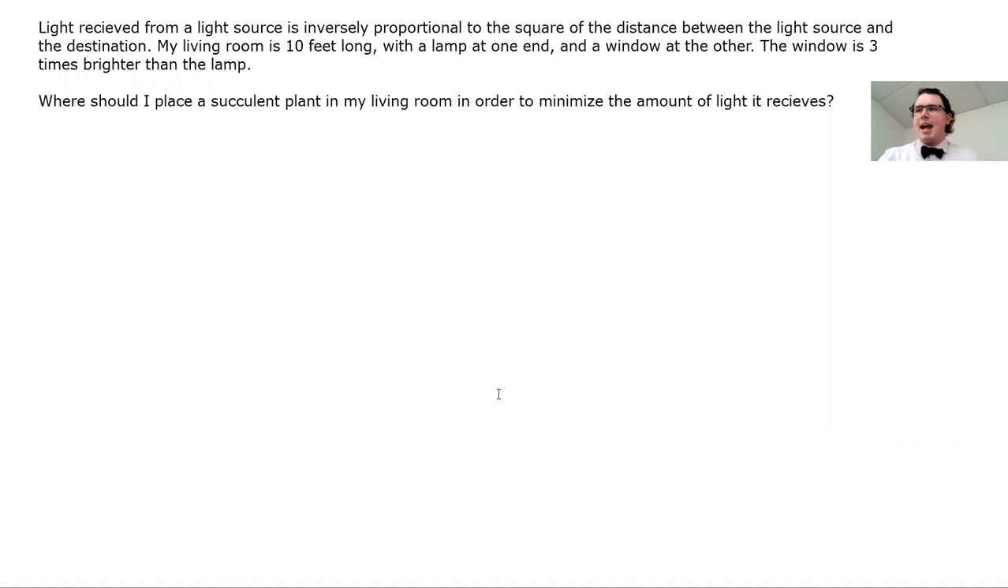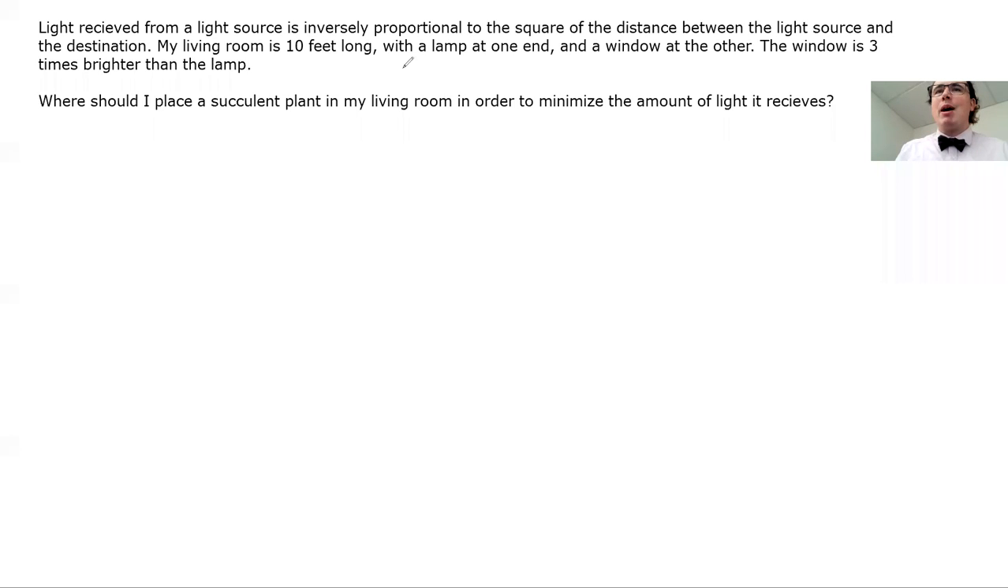Now, let's actually dig into one of these optimization problems. This one is a little bit lighter than some of the stuff you might find in our textbook. My concern for this problem is I have a succulent, just some little relative of a cactus.